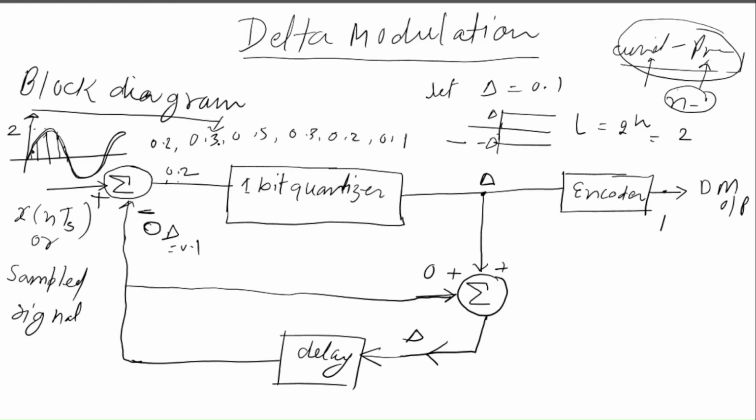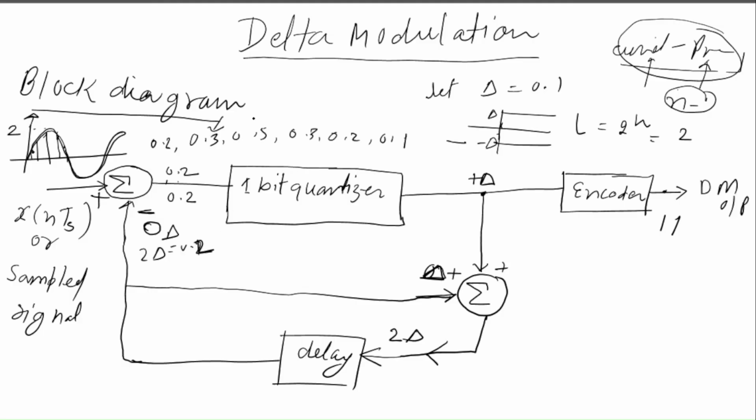Now 0.3 minus 0.1 becomes again 0.2, and here it will give you plus delta, and this will give you 1. Here there is already a delta, and from here it is plus delta, so it becomes 2 delta. Now here it becomes 2 delta, that is 0.2.